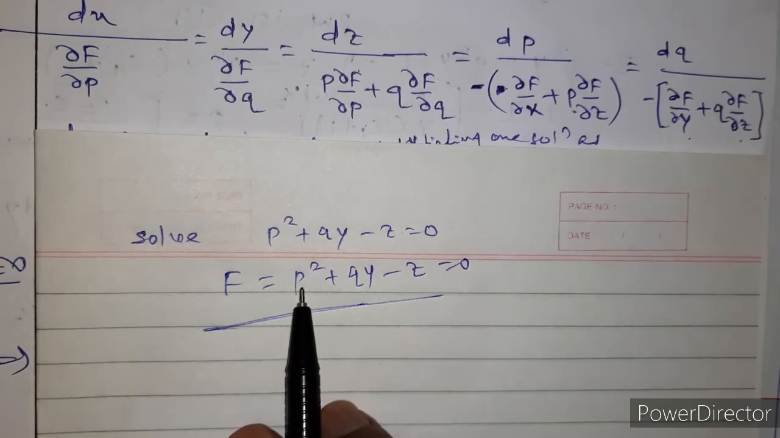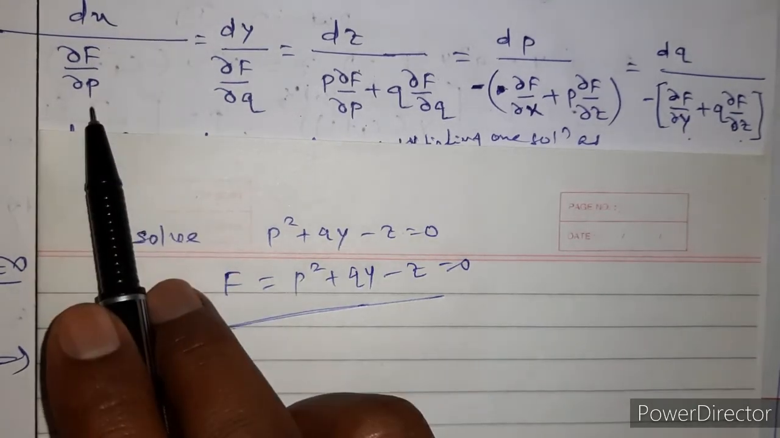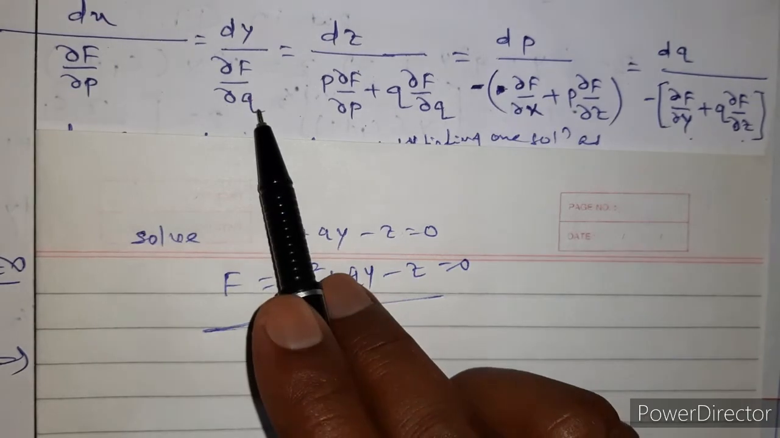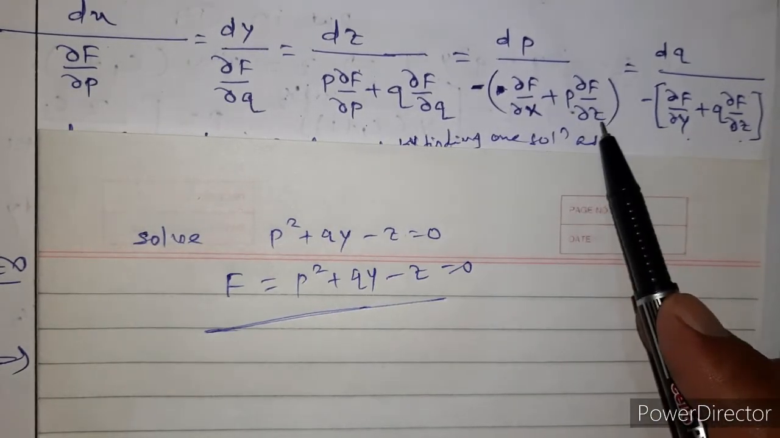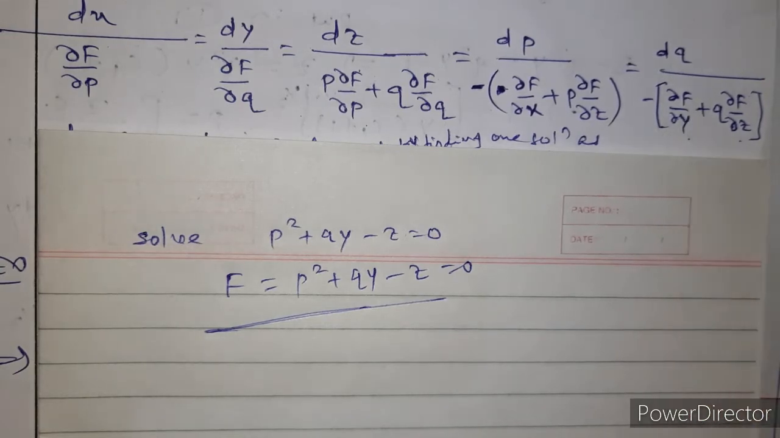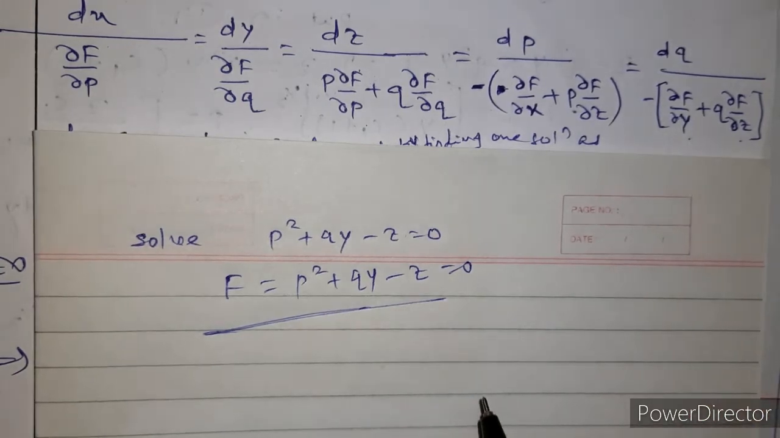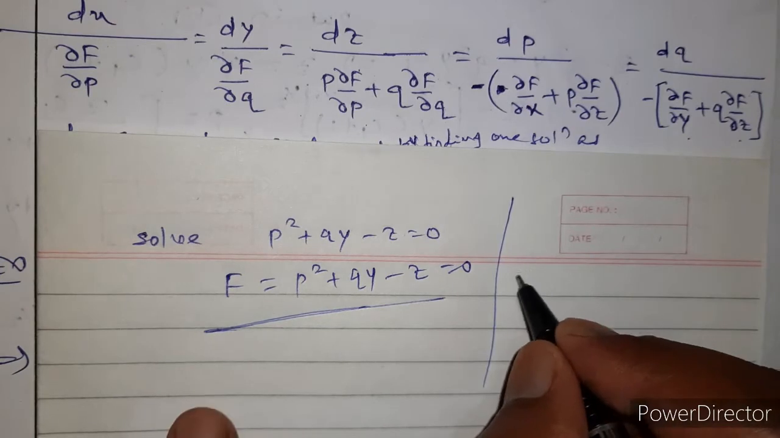Which are the 5 derivatives? I want ∂f/∂p. Then I want ∂f/∂q. Then I want ∂f/∂x. Then I want ∂f/∂z, as well as ∂f/∂y. So find all 5 derivatives. I am finding here all 5 derivatives.